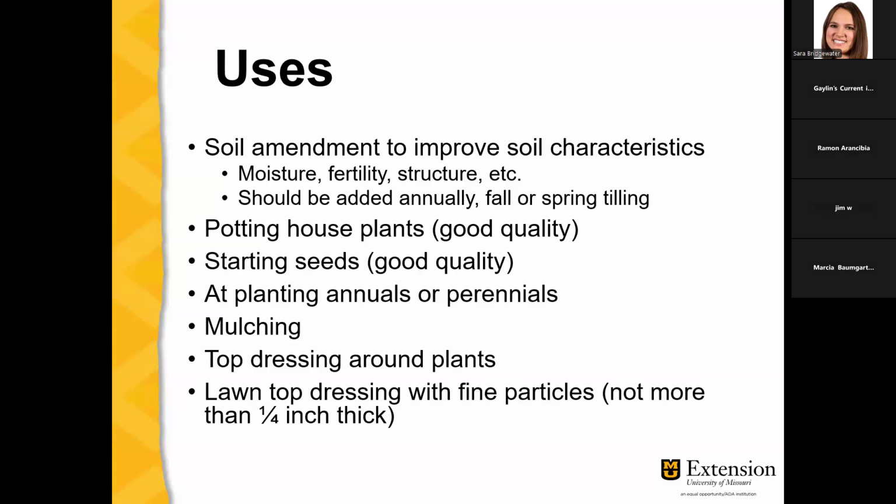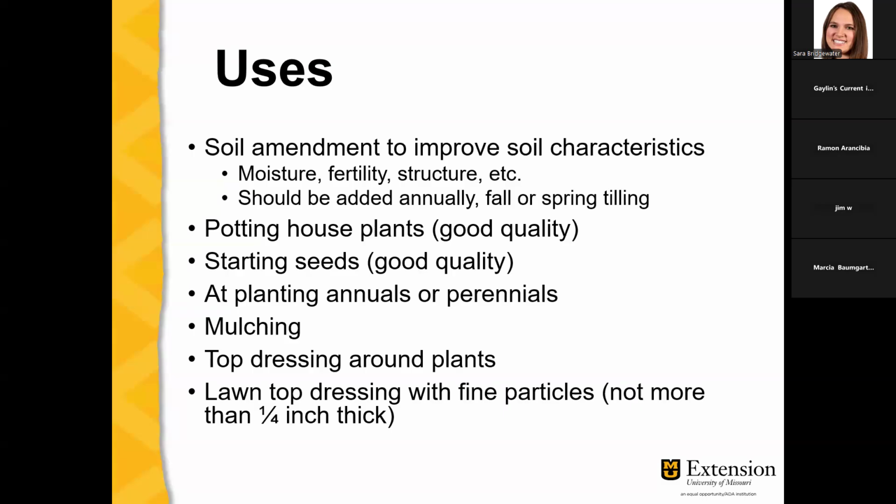You can add it in your garden when you plant your annuals or perennials. You can use it as mulching. Usually the coarser material is used as mulching. You can use it as a top dressing around the plant if you want to use it as a fertilizer. But as I said, it's not a whole lot of fertilizer that you can add.